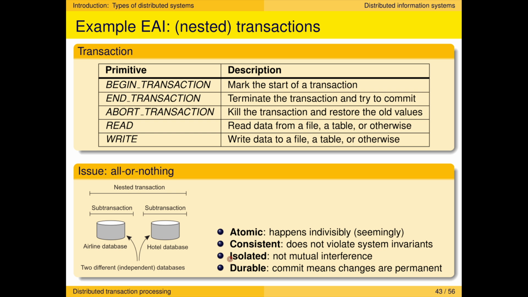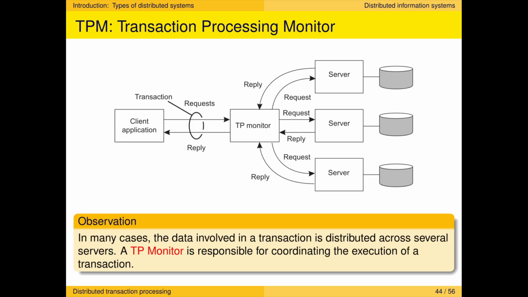They should be isolated. They should not be interfering with each other, especially different customers should not be interfering with each other. And it should be durable. That means when you do a commit, it is it. It should be permanent. You shouldn't be losing any data.